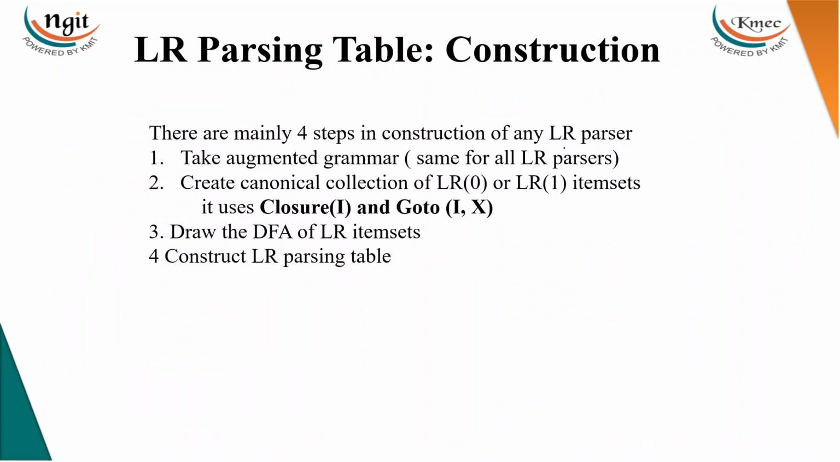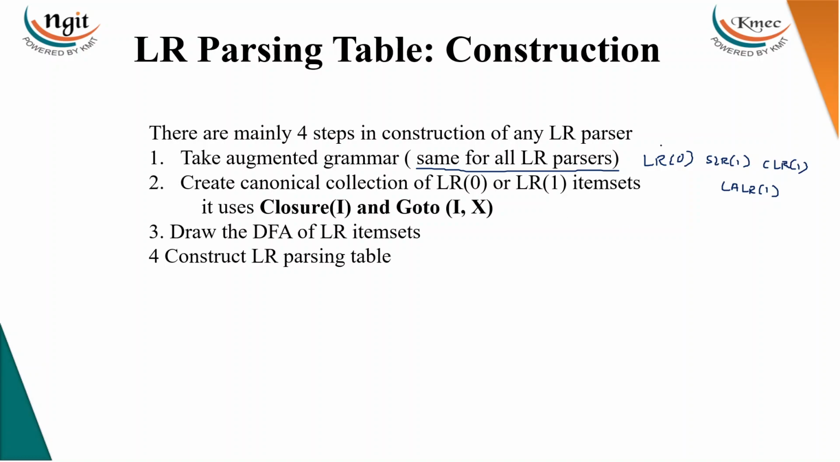So let me go with this construction, guys. Here in construction we have mainly 4 steps. First we have to take the augmented grammar. That is the same for all the LR parsers, whether it is LR0, SLR1, CLR1 or LALR1, the steps are the same, guys. So that is the first step. Second, we have to create canonical LR0 or LR1 items.